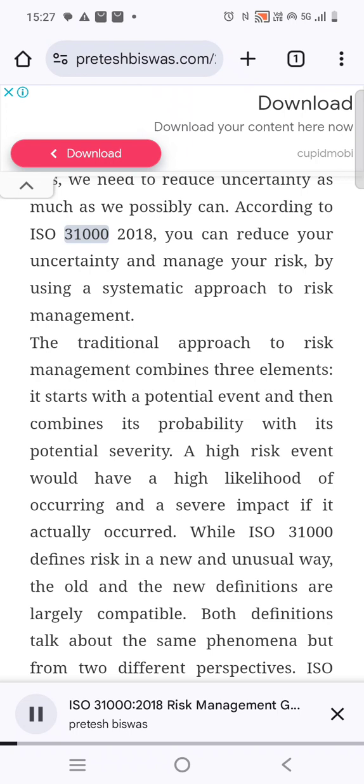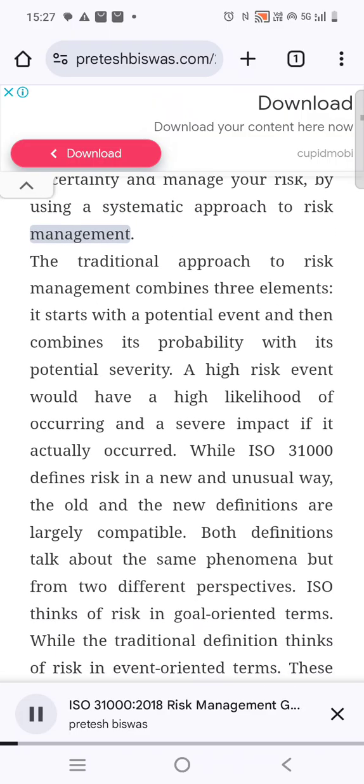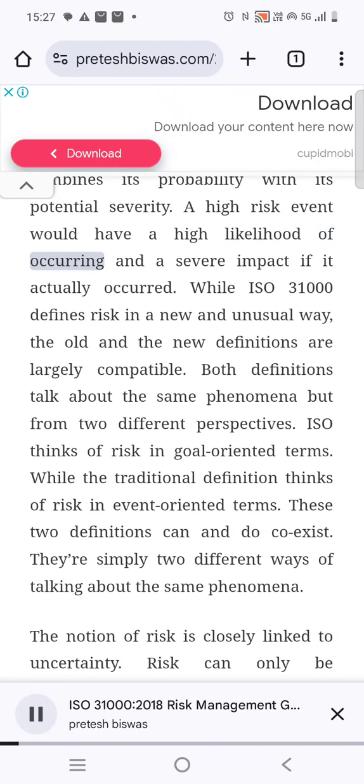According to ISO 31000-2018, you can reduce your uncertainty and manage your risk by using a systematic approach to risk management. The traditional approach to risk management combines three elements. It starts with a potential event and then combines its probability with its potential severity. A high-risk event would have a high likelihood of occurring and a severe impact if it actually occurred.